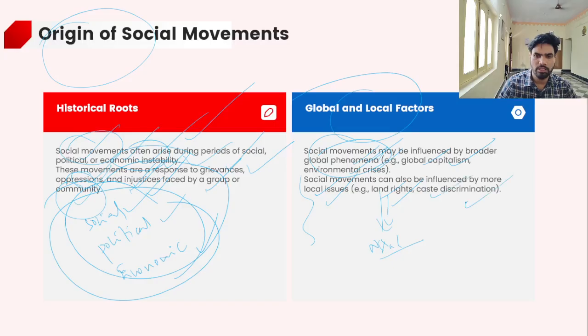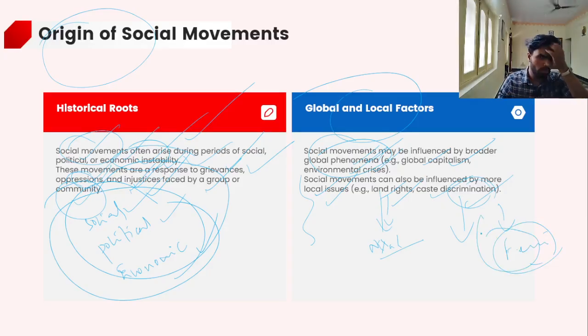Then caste discrimination. For that reason, you can see the Dalit movement that has been started. Then based on gender discrimination, you see feminist movements. Of course, the feminist movement is more of a global factor than a local factor. So in this way, you can see the origin of the movement, global and local factors also.